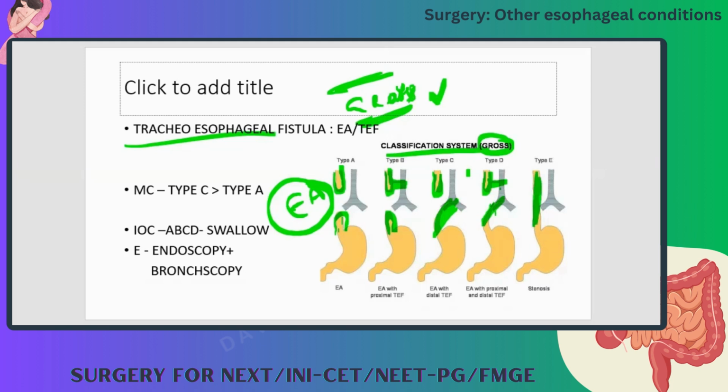So now I think you can answer it. Type A, esophageal atresia. Type B, atresia with proximal TF. Type C, esophageal atresia with distal TF. And type D, esophageal atresia with both proximal and distal TF. And type E is only stenosis. Is it clear now?